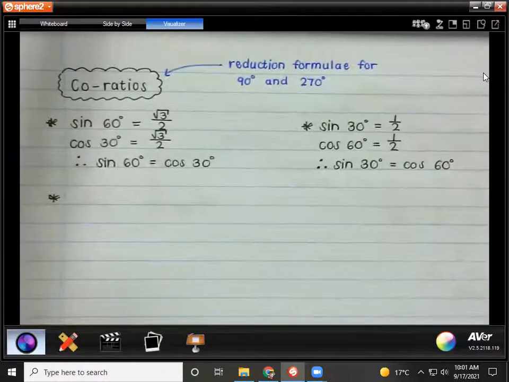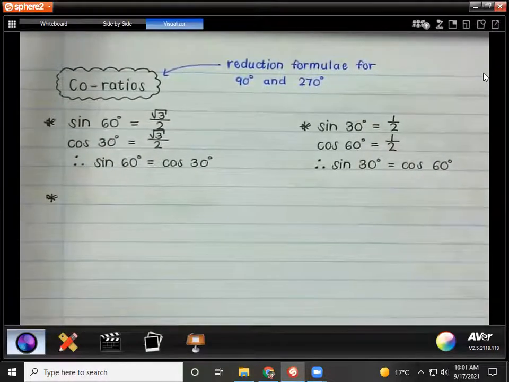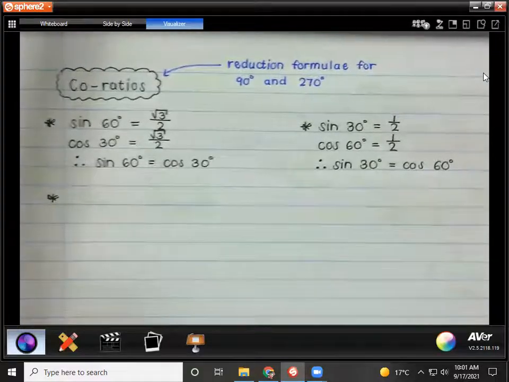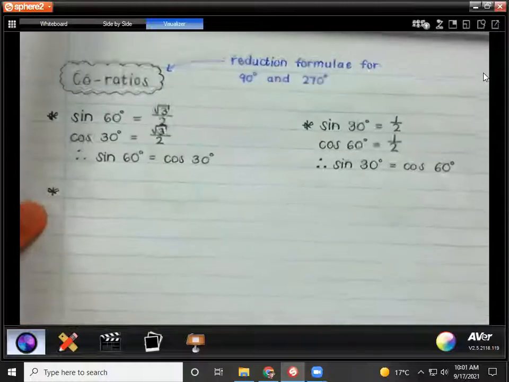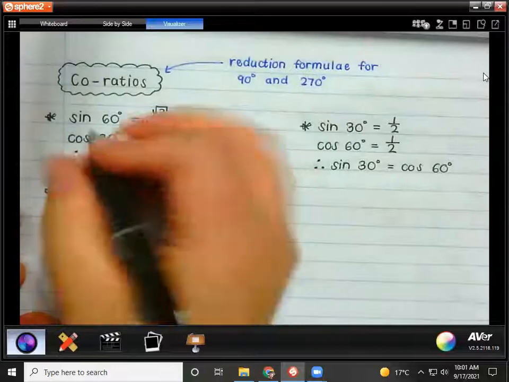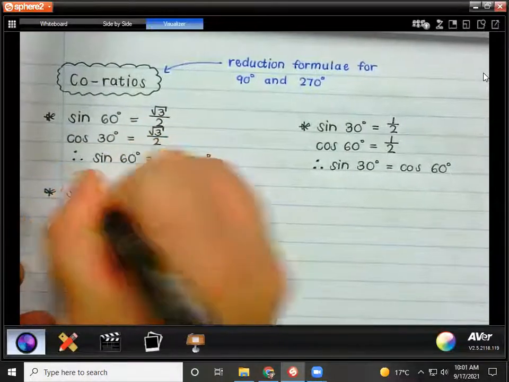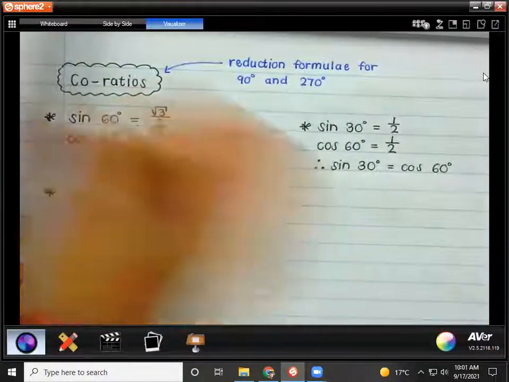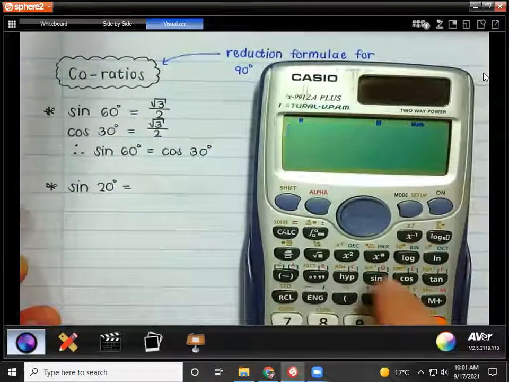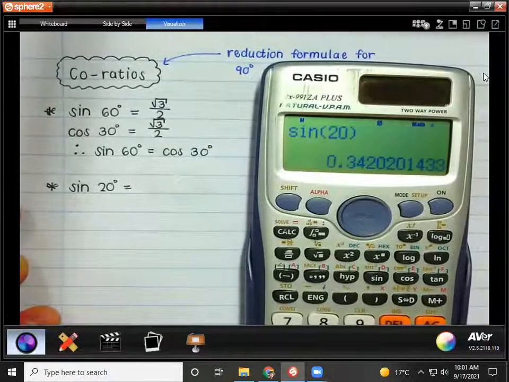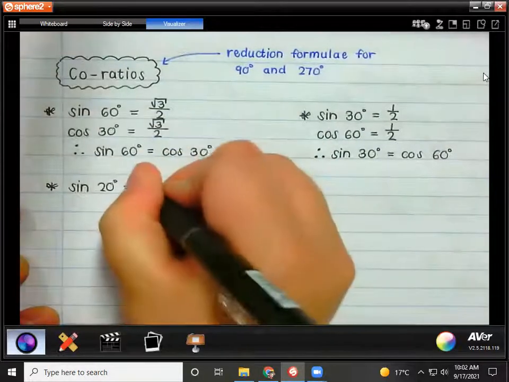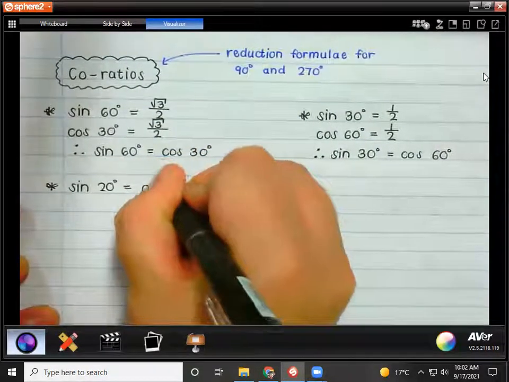We're going to look at some other values quickly, ones that we can't find using our triangles. Let me just get my calculator. Now we are actually going to use the calculator for these ones. Let's do sine of 20. We don't have a special triangle for 20, so we're going to have to use our calculator for this one. Sine of 20 is 0.342. I'm just going to round to 3 decimals.